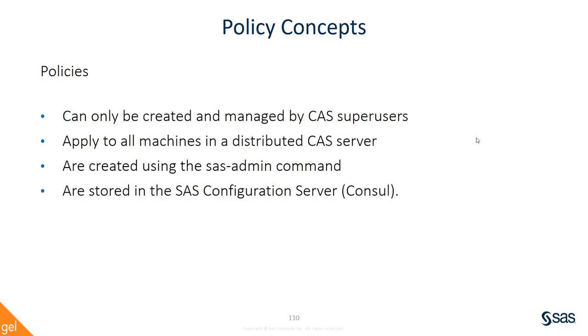So what we're going to do is set up resource policies. A policy currently can only be done by a CAS super user. Obviously, we're dictating what happens to the CAS server. We want that to be done by a responsible party. If I set a policy in place, it applies to all machines on my CAS server. So if I have a 20-node distributed CAS server, all 20 nodes behave the same. I can't change it on a per-node basis.